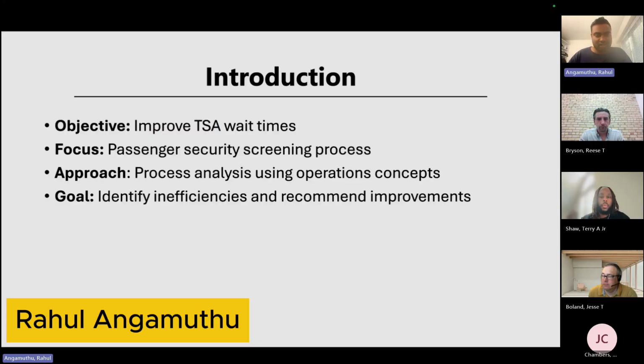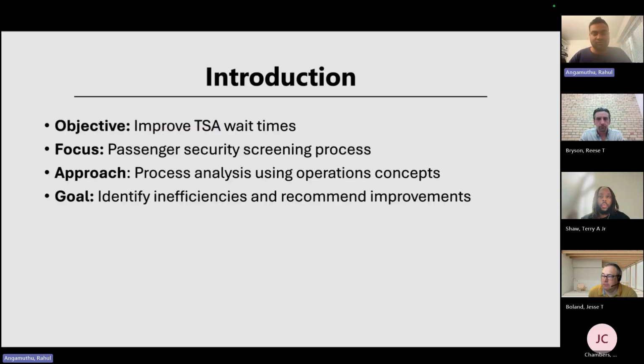As far as the objective for our presentation, we would look for solutions as to how to improve TSA wait times. And as far as the focus of this process, it's specifically the passenger security screening process. We're defining that as when the passenger arrives into the line where they wait to get their ID checked, as well as the process where their bags are examined and go through security, at which point the process ends, which is a process that we'll examine in more detail in future slides.